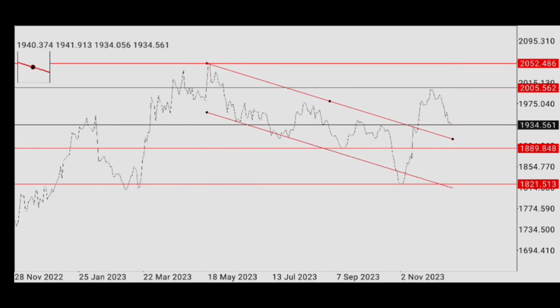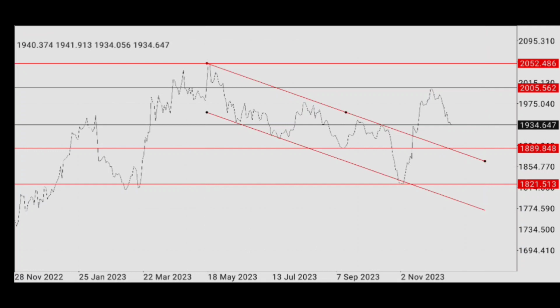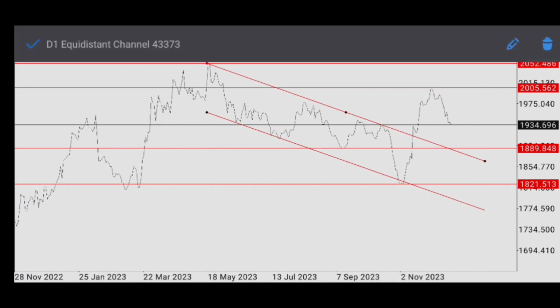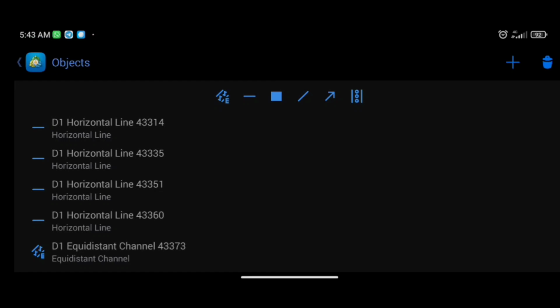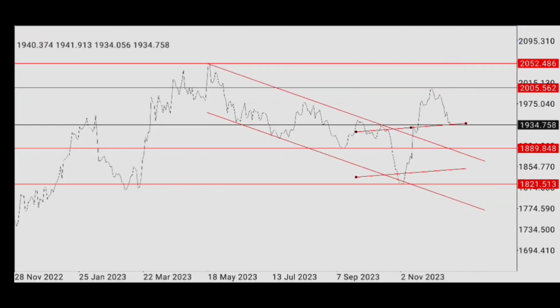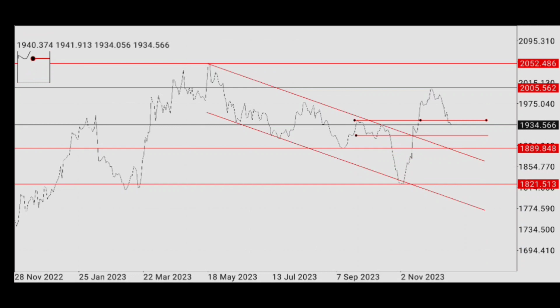Okay, so basically after marking out the important points, I always draw my equilateral channel, because I believe that in this way I'm able to identify the angle of inclination of where price might go before it actually rises. So basically, as you can see, the 1889 zone, where the gap was, is the most likely to be tested if we fail to buy this week.